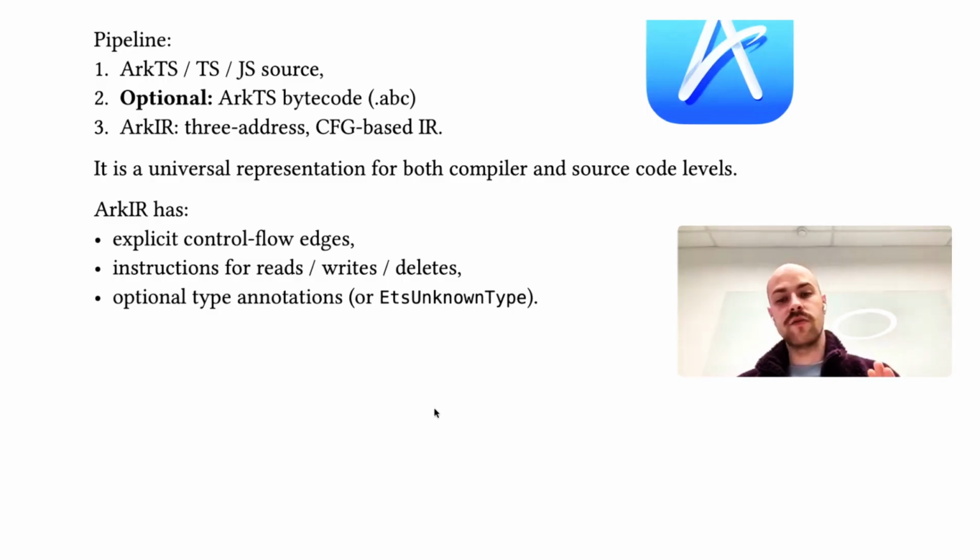It's a universal representation for both compiler and source code level, so that's why we use it, because we don't want to make different analyzers for different representations of code. And ArkAR already has explicit control flow edges, some instructions for reads, writes, deletes, assignments, and so on, and optional type annotations. So you can have your own types, or types provided by some type inference or by programmers, and you will see it in your intermediate representation. Or you will see the ETS unknown type if there is no such information.